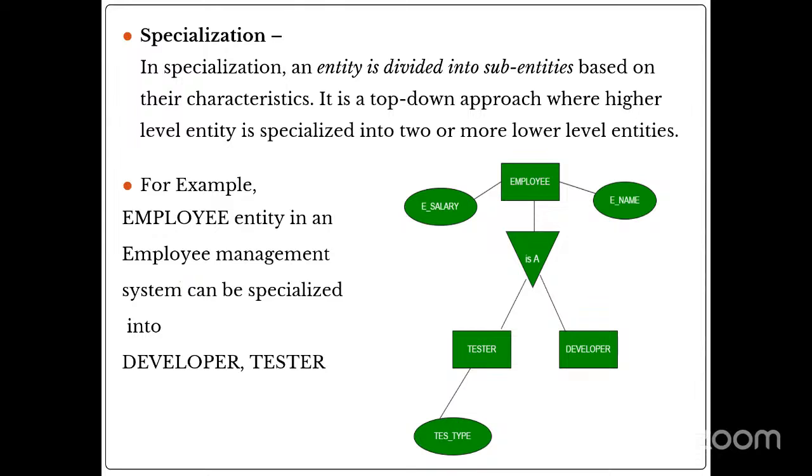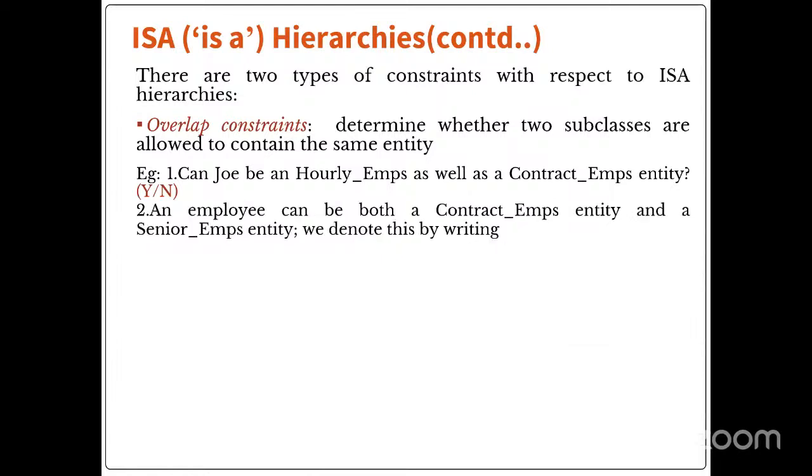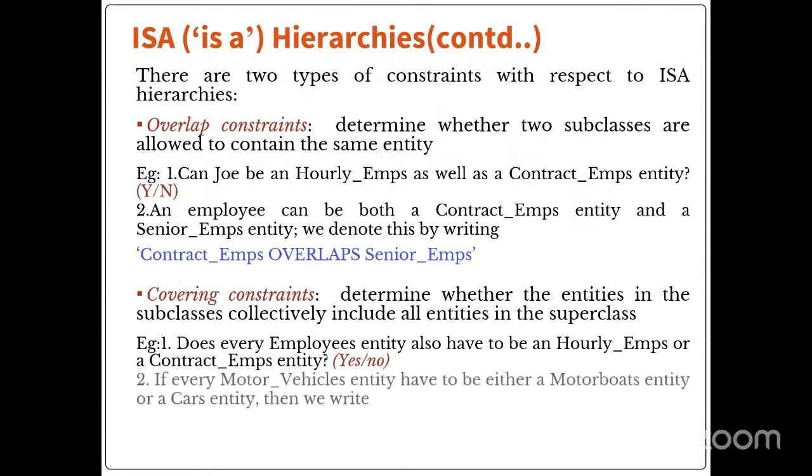If you observe, it is a specialization symbol. So this employee may be a developer or tester. The representation of specialization is an 'is a' reverse triangle. Okay, is it clear? Next. So this is about 'is a'. Next element.